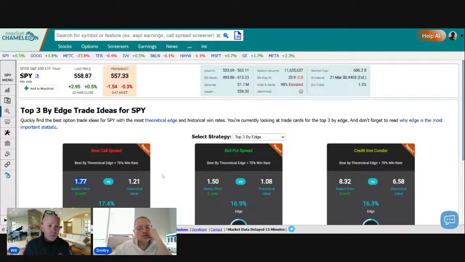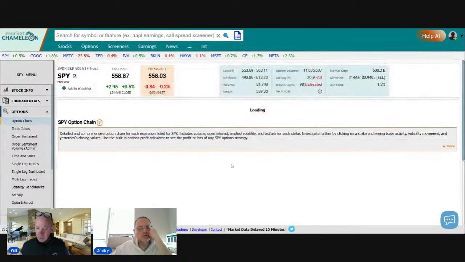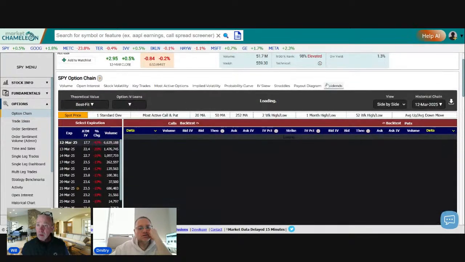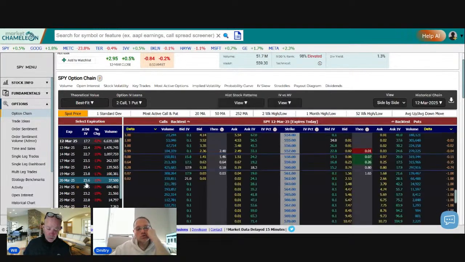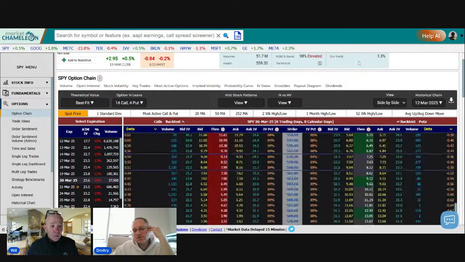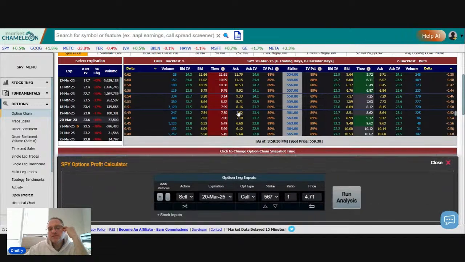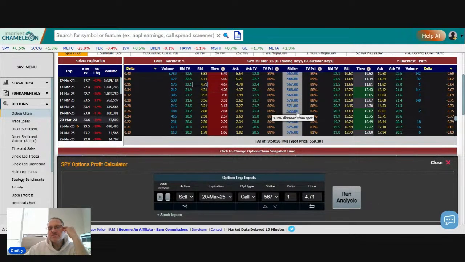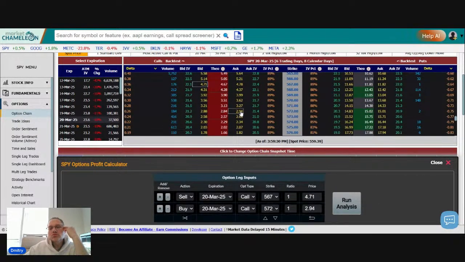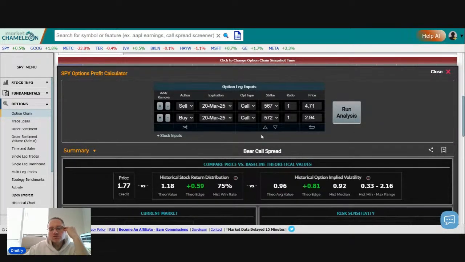When you do that, what it will do is come to the options chain, like here. We'll go to the March 20th expiration. Okay, and I'm doing this manually, but this does it for us, and it will select the 567 call, selling that, and buying the 572 call over here, 294. Okay, so let's run that, and this is the spread.